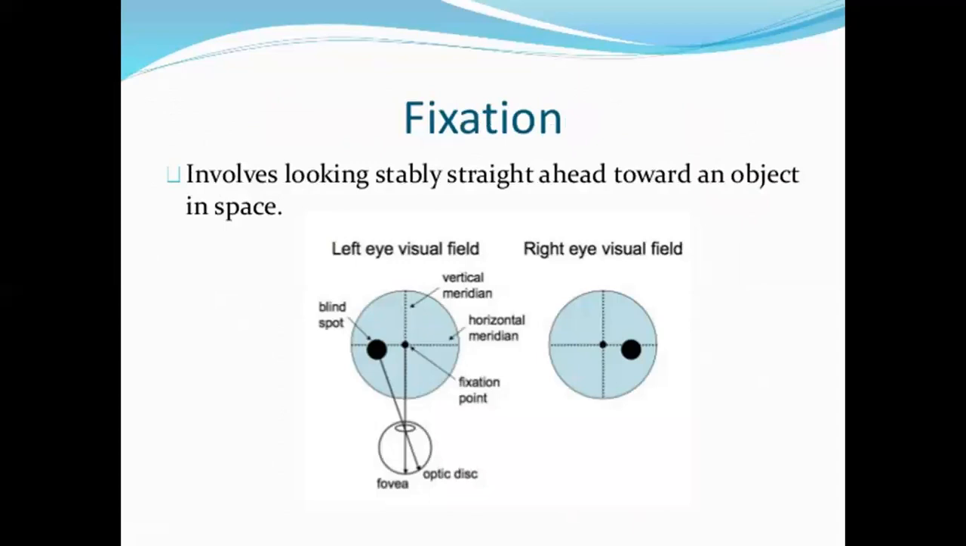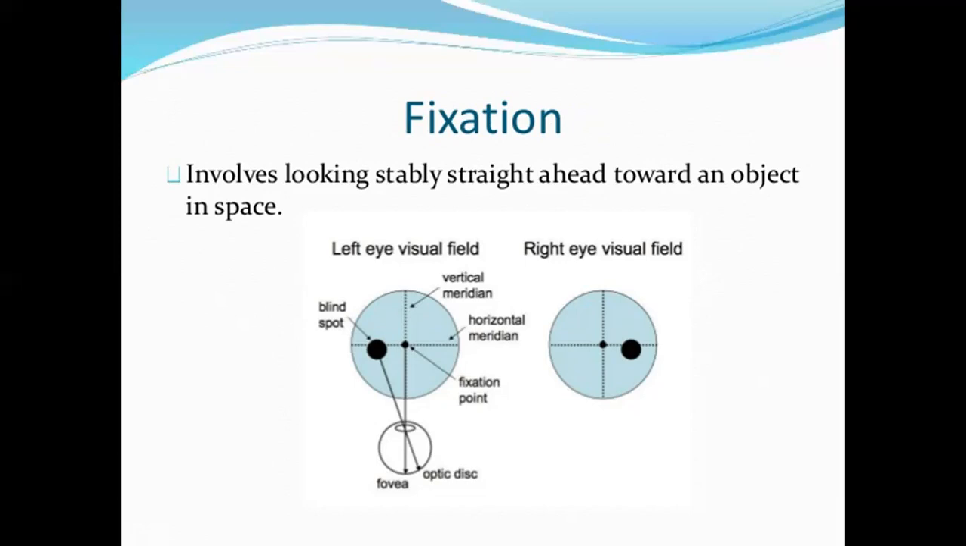Then next is the fixation. It involves looking stably straight ahead toward an object in space. So in this it will be involved. Fixation means it involves looking stably straight. मतलब हमारा जो head है वो स्टेबल स्ट्रेट होकर के जब हम देखते हैं टूवर्ड्स एन ऑब्जेक्ट इन स्पेस, so the object will be fixed in our eye, हमारे eye में क्या हो जाता है, fix हो जाता है.